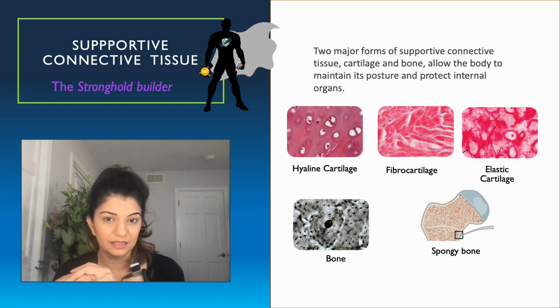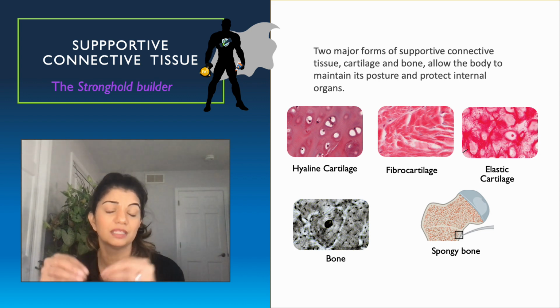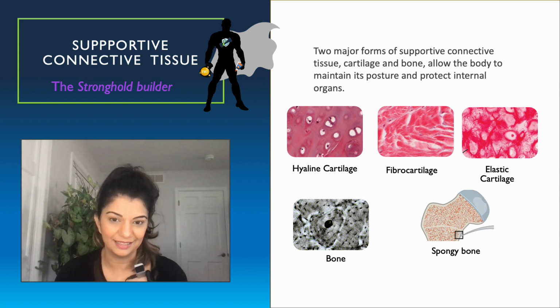First, we've got hyaline cartilage. Let's talk about that first. Now, that is the most common type of cartilage in the body, and it consists of short and dispersed collagen fibers that contain a lot of proteoglycans, right?